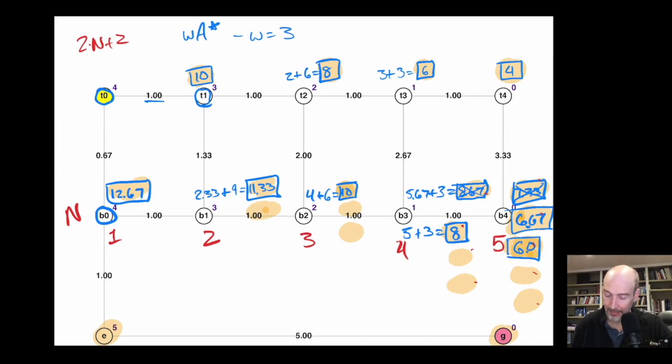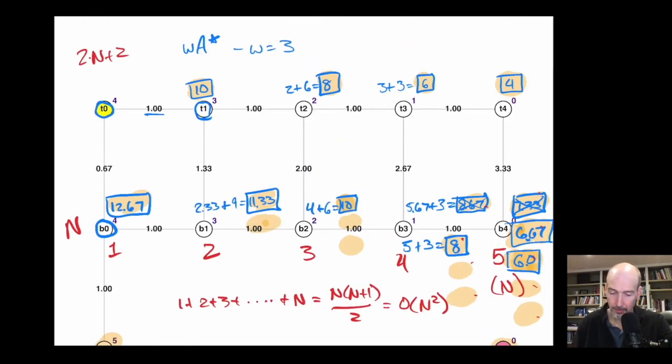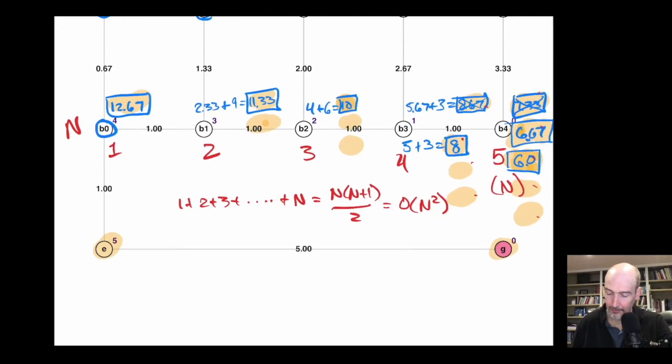And what we see is that this node here will be expanded not just 5 times, but in general, it'll be expanded n times. And in this bottom row we'll get 1 plus 2 plus 3 plus ... plus n, which is equal to n times (n plus 1) over 2, which is bounded by n squared. Okay, so the total number of nodes in the graph is O of n. The number of expansions that occur in the graph is O of n squared.